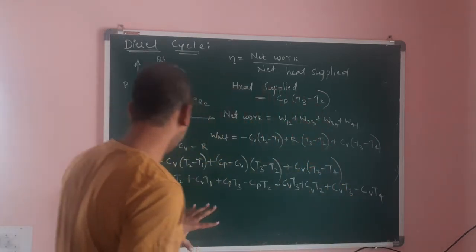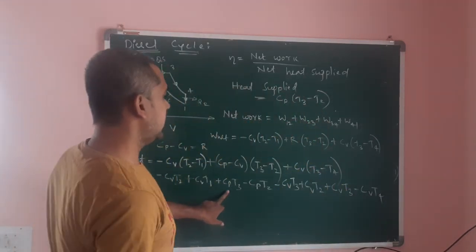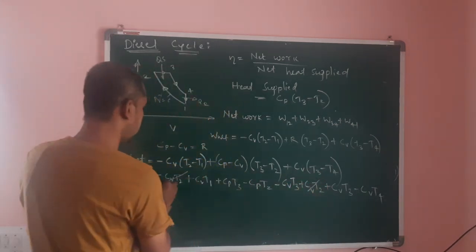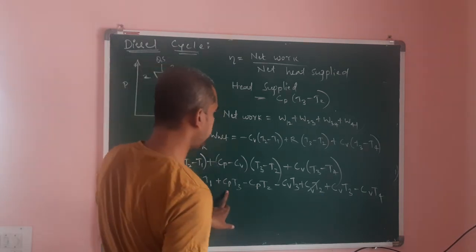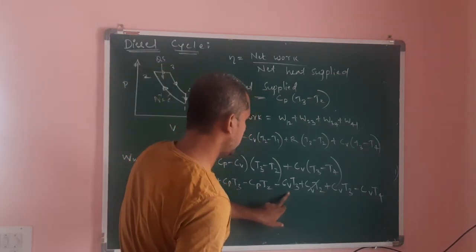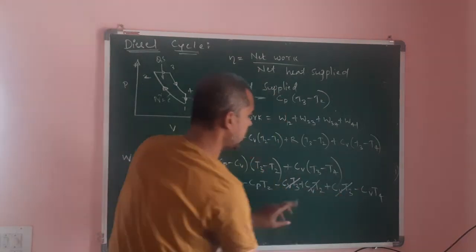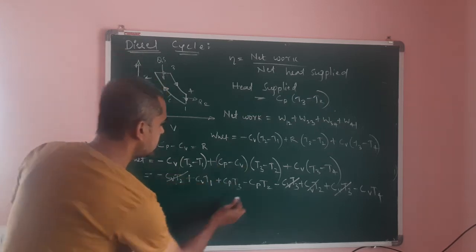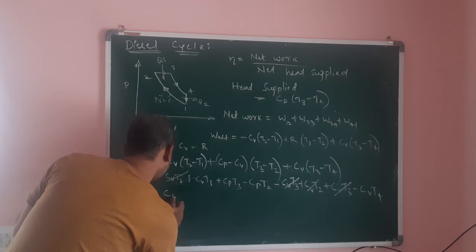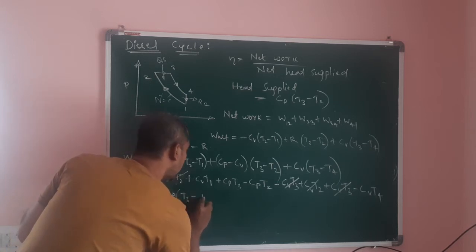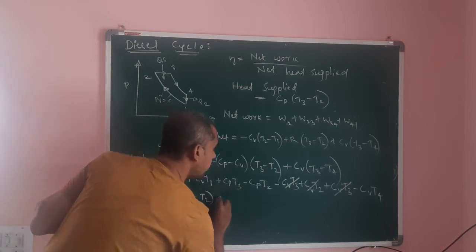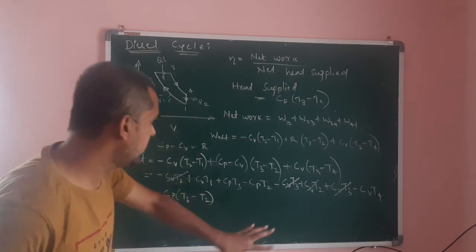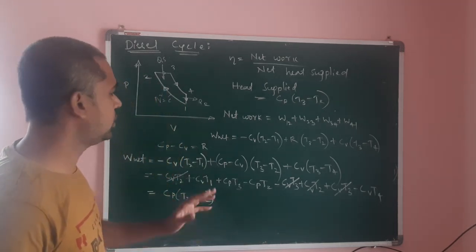Now I will simplify. Cv into T2 is here, they will cancel. This one, Cv into T3, also will cancel. These four terms will cancel. What will remain? Cp into (T3 minus T2), plus Cv into (T1 minus T4).